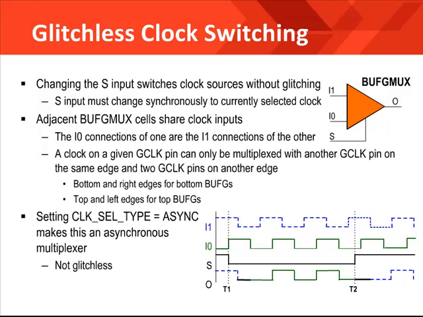Every BUFG mux also provides a synchronous switching functionality. This is done by changing the S input, which allows for a glitchless switching of the output. If you're going to use this feature, try to place the clocks to be switched onto the same edge. Again, if you are confused by the discussion of the mapping of the clock pins to the BUFG mux inputs, refer to the user guide for more discussion. If you would like to have an implementation be asynchronous, that can be accomplished by using the clock select type setting of asynchronous.